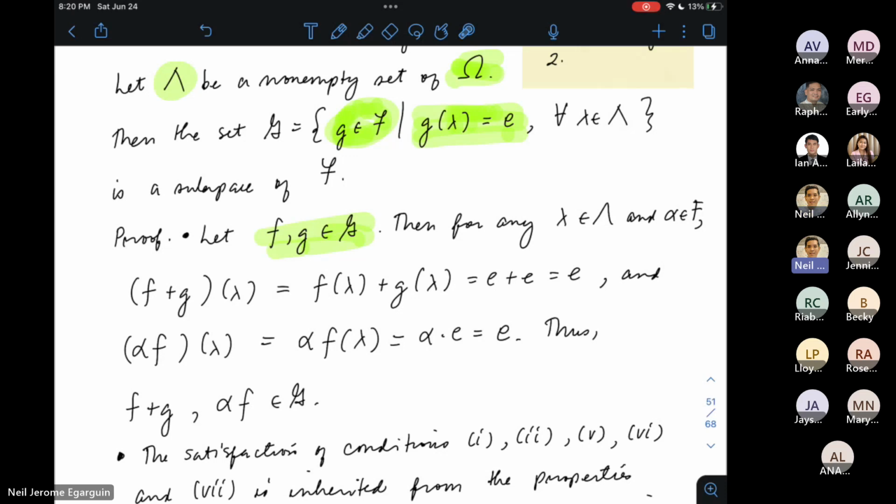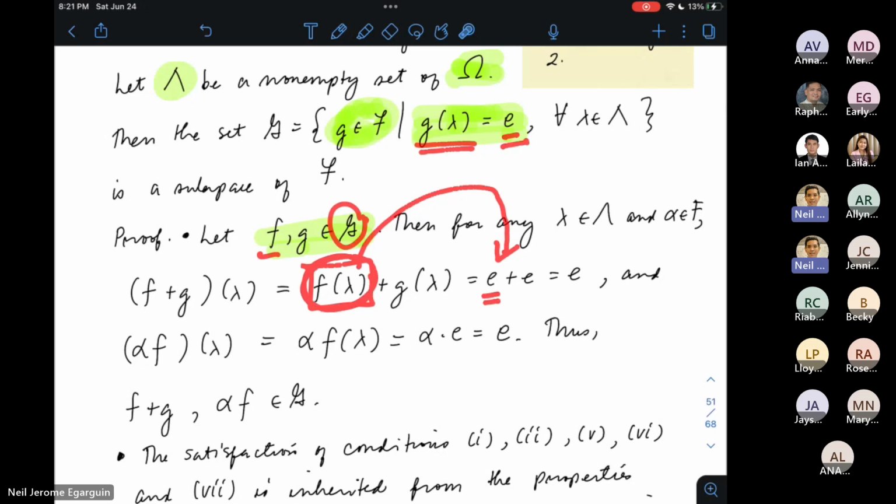Paano kung mapapakita na sila ay na kay G? Dapat yung function value ng mga elements ni lambda ay equal sa zero vector. Okay? So let's take a look at f plus g. Tapos kukunin ko yung function value ni lambda. So f plus g of lambda, by definition of vector addition, is just f of lambda plus g of lambda. Pero saan equal si f of lambda? Si f of lambda ay equal lang kay e. Bakit? Kasi si f ay na kay G. Napapasok lang ang isang function kay G kapag ang function value ni lambda ay e. So ang function value ni lambda under f ay equal kay e.